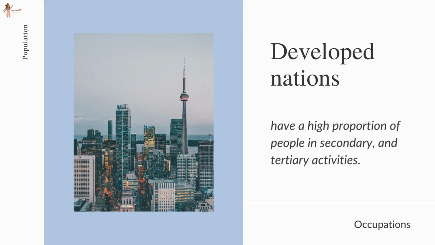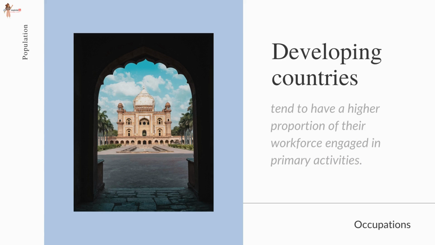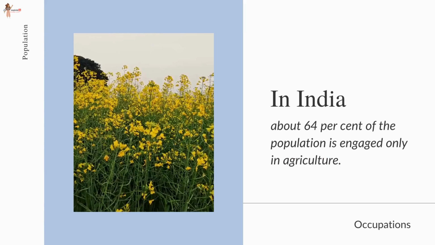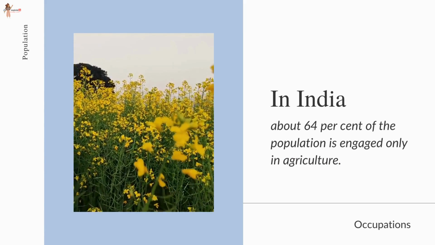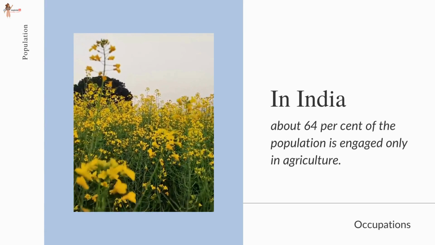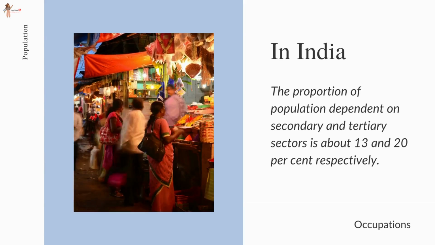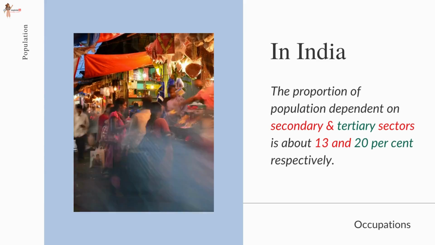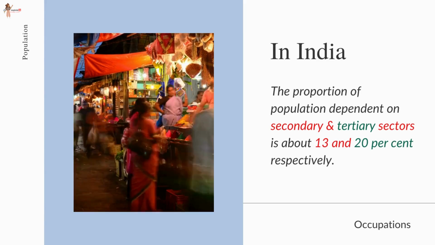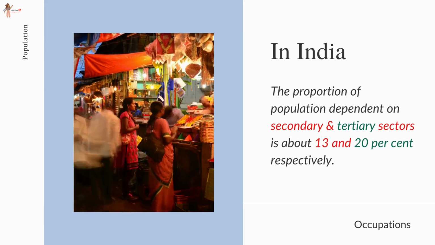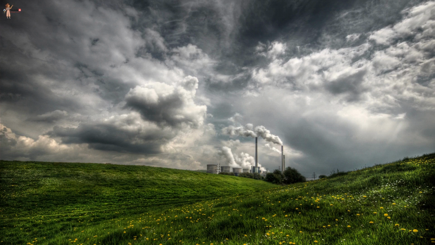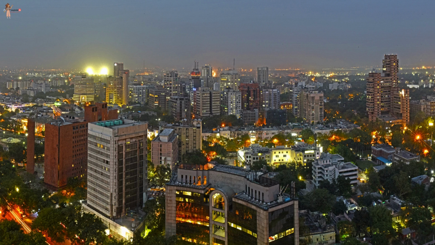Developed nations have a high proportion of people in secondary and tertiary activities. Developing countries, on the other hand, tend to have a higher proportion of their workforce engaged in primary activities. In India, about 64% of the population is engaged only in agriculture. The proportion of population dependent on secondary and tertiary sectors is about 13 and 20% respectively. There has been an occupational shift in the favor of secondary and tertiary sectors because of growing industrialization and urbanization in recent times.